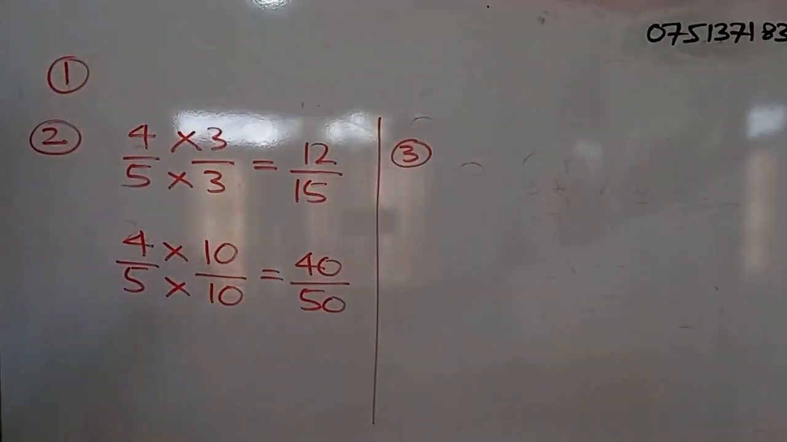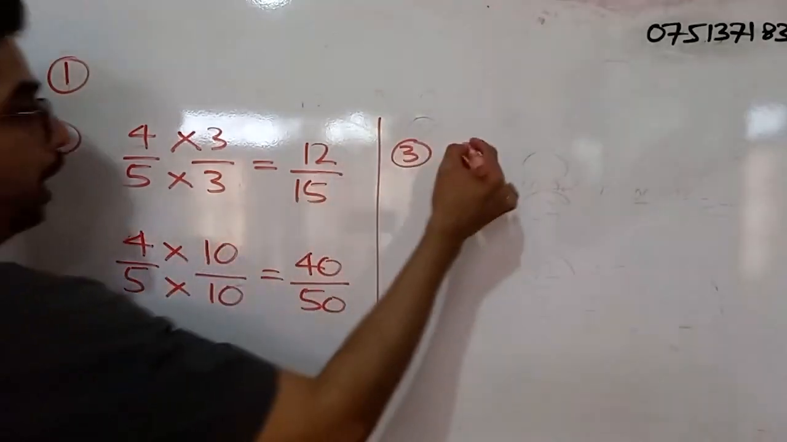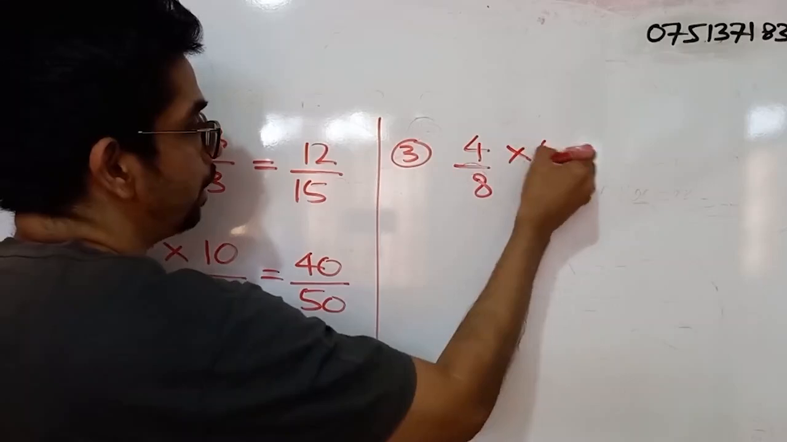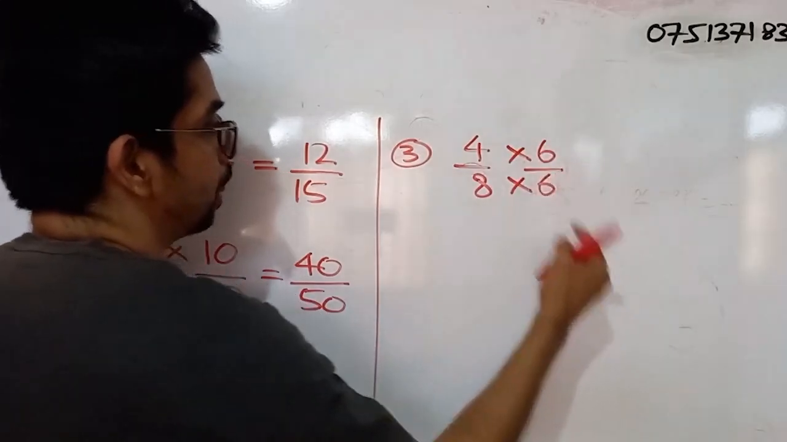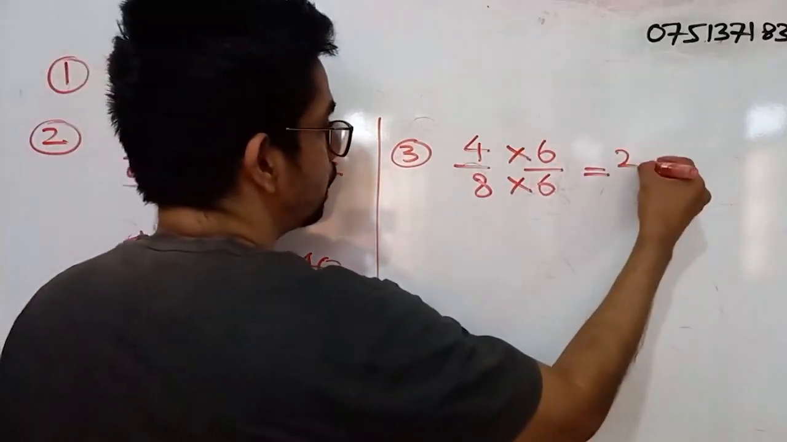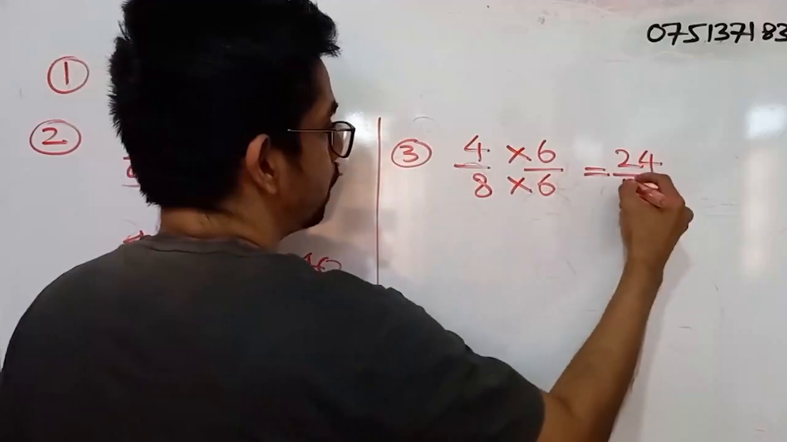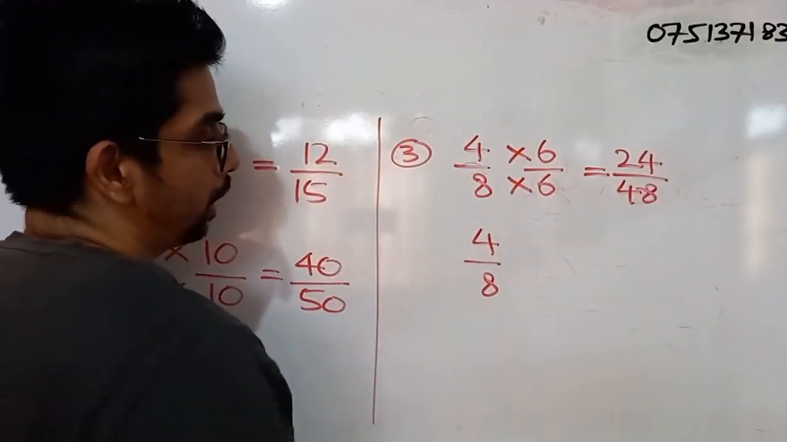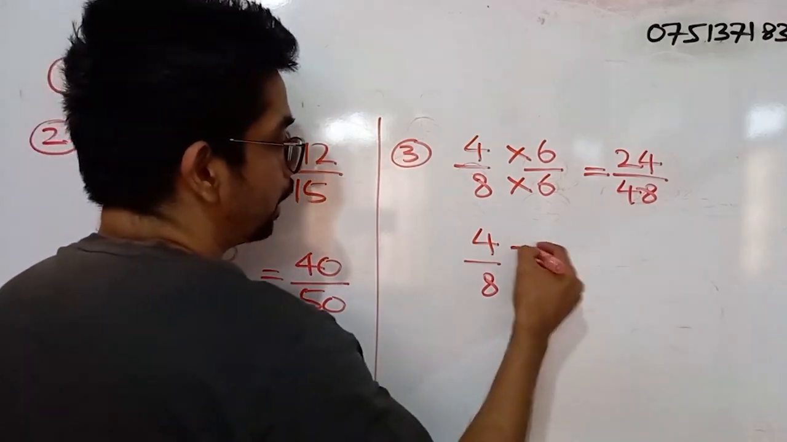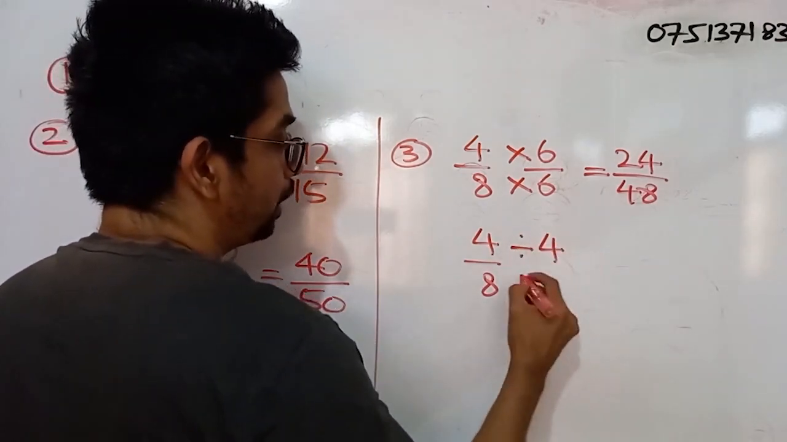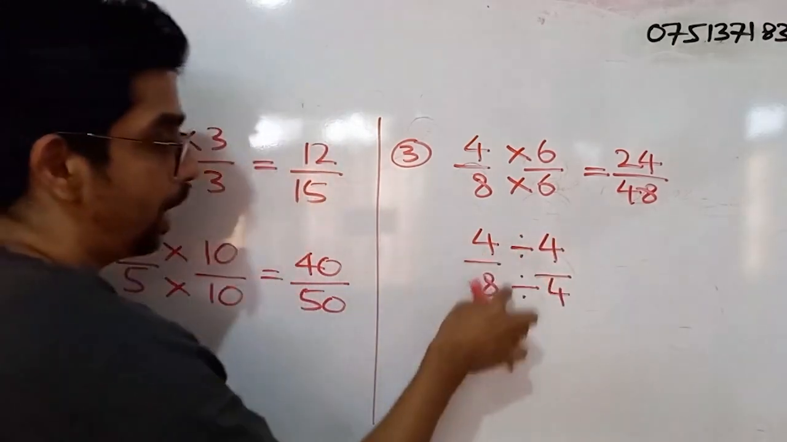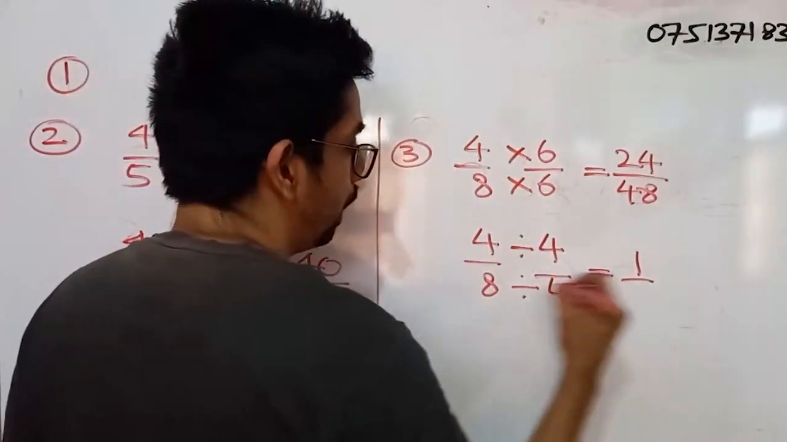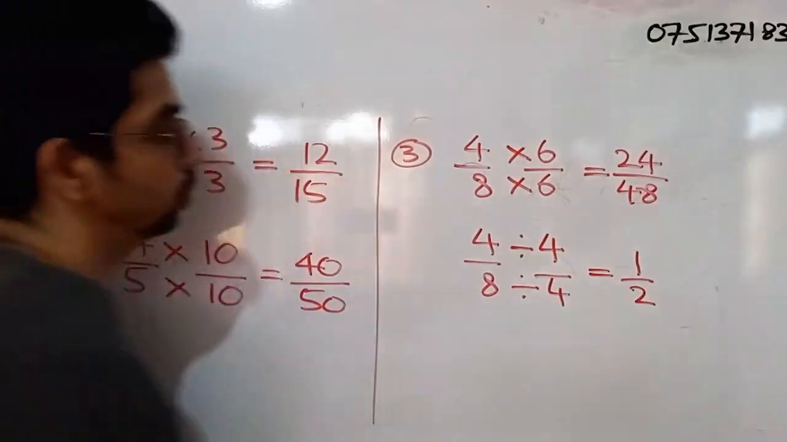So I have been given 4 by 8. Now I'm going to multiply the numerator by 6 and the denominator by 6. 4 times 6 we know that is 24. 8 times 6 we know that is 48. 4 by 8, now I'm going to divide the numerator by 4 and the denominator by 4. So here I use the division method. 4 divided by 4 is 1. 8 divided by 4 is 2.